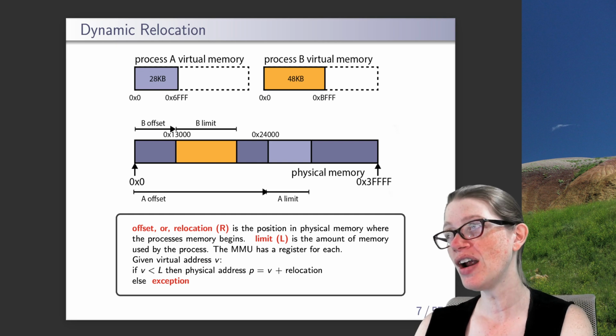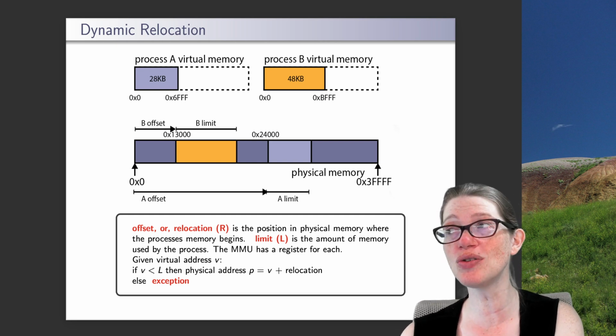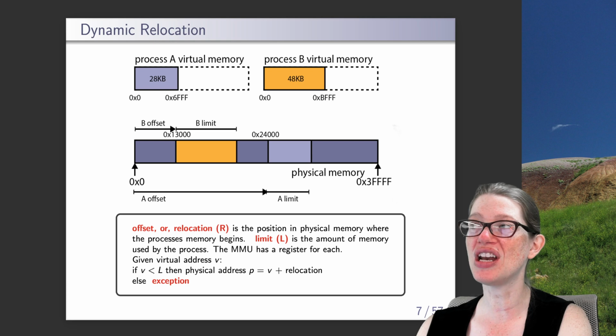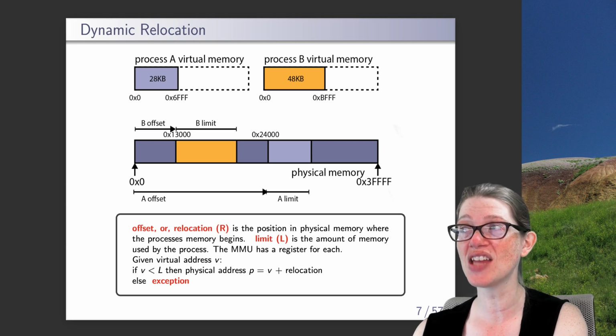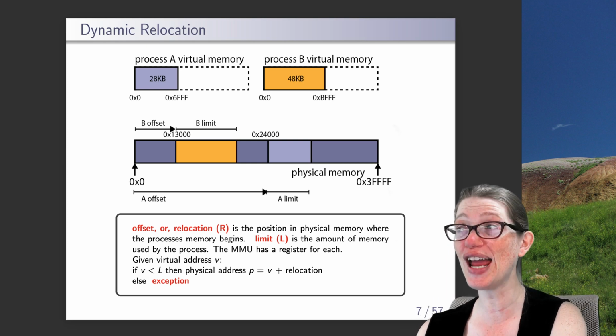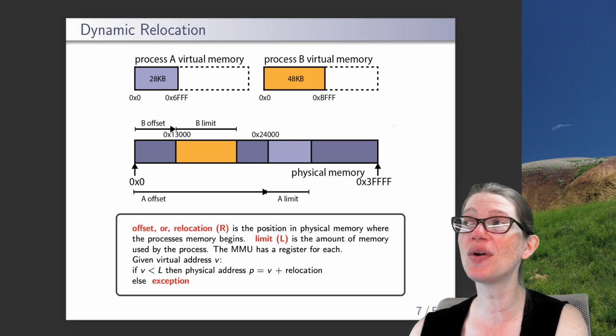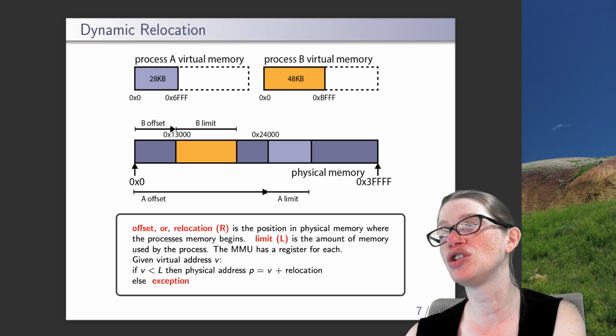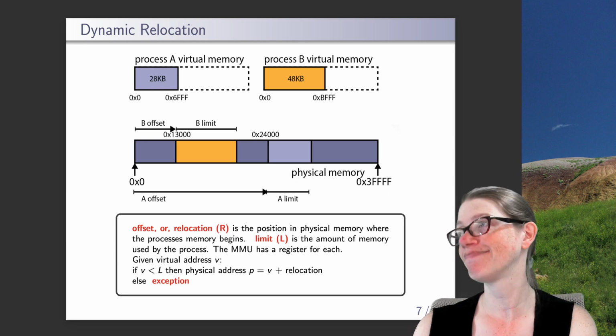If, however, the virtual address is greater than or equal to the limit, we throw an exception. It is not a valid address, and we would be attempting to access memory outside of our process's area, and that's very bad, so we throw an exception, and the operating system should terminate the program with a segmentation fault.